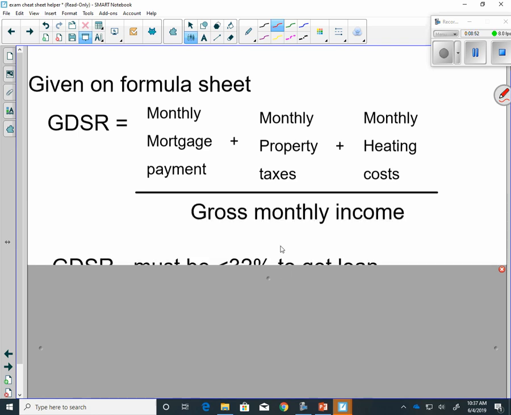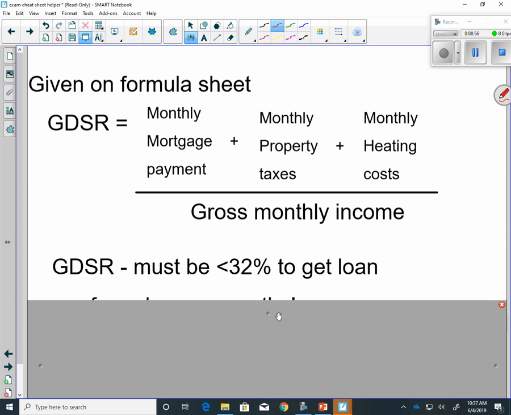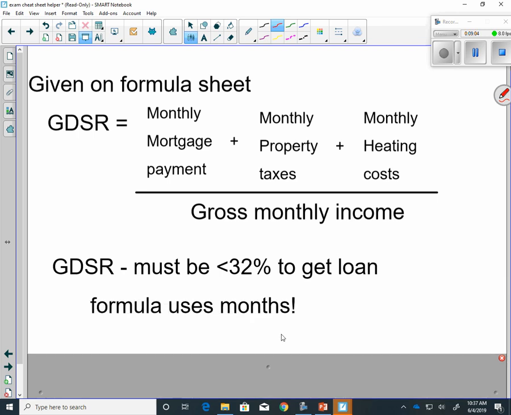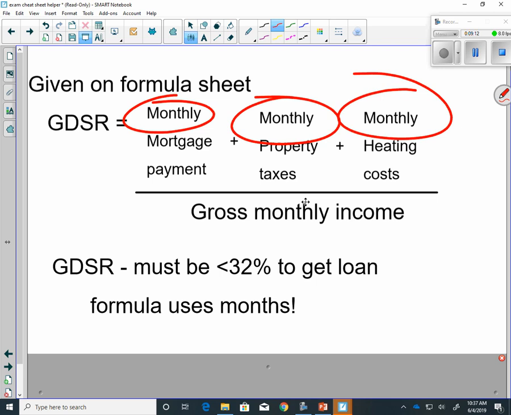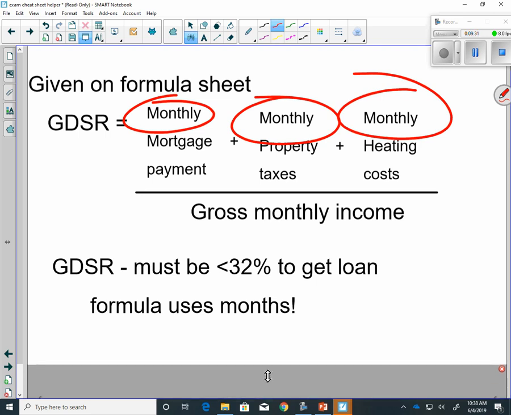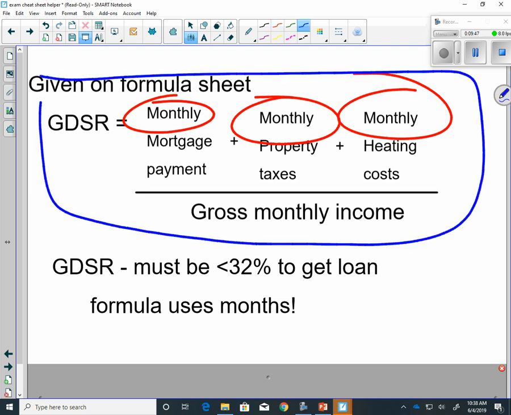Okay, so remember that's on the formula sheet, and the GDSR must be less than 32% to get the loan. You might want to jot that down somewhere. And reminder that the formula uses months, right? So, if their property tax is $2,000 a year, what do you have to do? Put it to months by dividing by 12, right? If the heating cost is given per year, you've got to make it into months. Okay, does that make sense? Yes, sir. Remember, this is given on the formula sheet, so don't waste space on it.